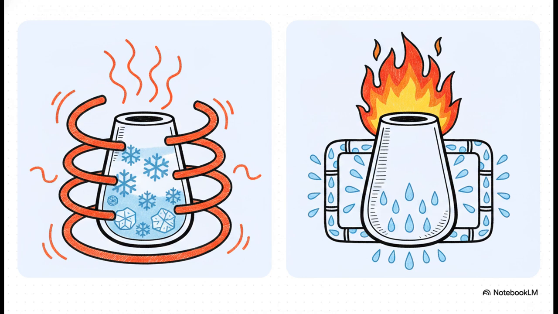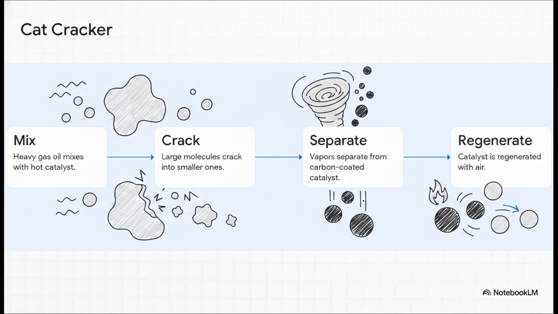What's really fascinating is seeing this in action inside a fluidized moving bed reactor, something like a cat cracker, which constantly cycles solid catalysts to break down heavy oils into valuable gasoline. Let's walk through how this works. First up, heavy gas oil is vaporized and mixed with a hot catalyst. Second, that intense mixture cracks the large, sluggish hydrocarbon molecules into smaller, highly useful ones.